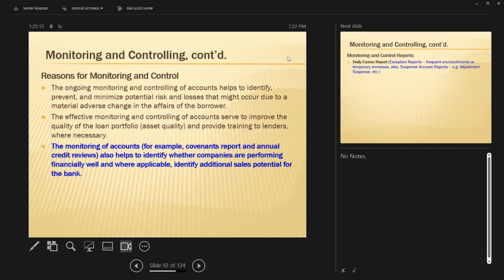Okay, so those of you on the positive side, those of you who have your quotas, if you have a business customer and they're performing well, you want to look for other areas where you can probably offer them finance, right?